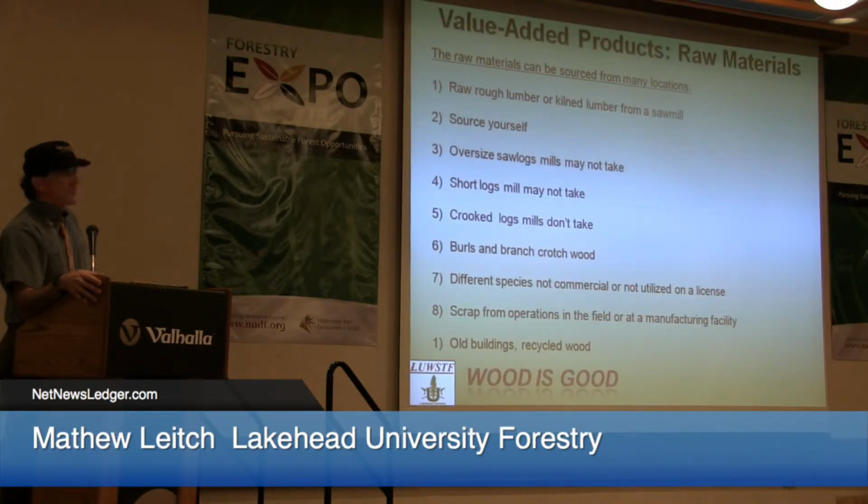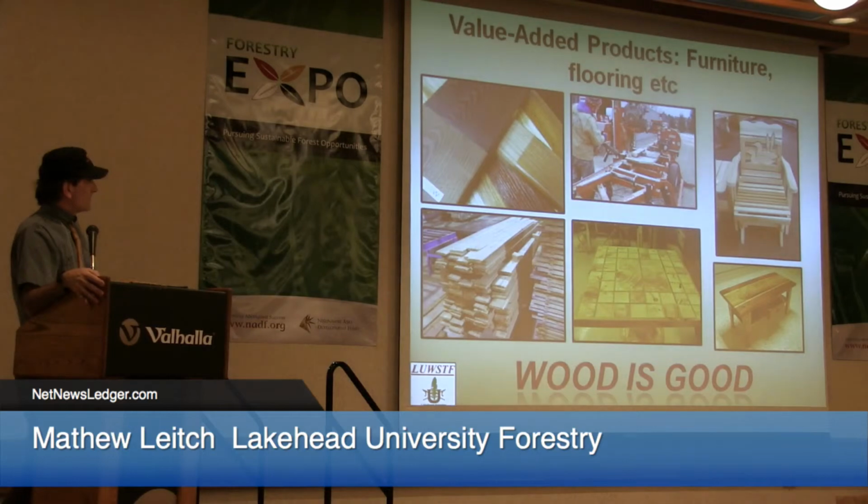Okay? Obviously, raw materials. You say, well, where do you get the raw materials? You can source these from mills, either as raw lumber and you reprocess it, or as kiln-dried lumber from mills. Source it yourself if possible. Oversized saw logs that mills may not use, tight, short logs, crooked logs, burls and branches make very high-value furniture products. Different species not typically utilized or undervalued woods. There's a lot of opportunity in those areas. Scrap from operations and manufacturing facilities, old buildings, recycled wood. You'd be amazed how much people will pay for recycled wood floors compared to new floors. They pay more. So there's that feeling people like.